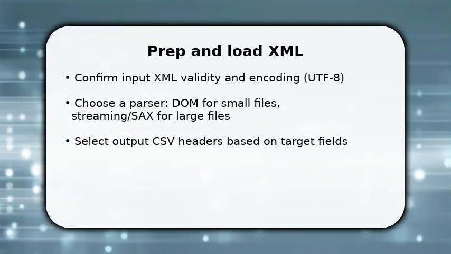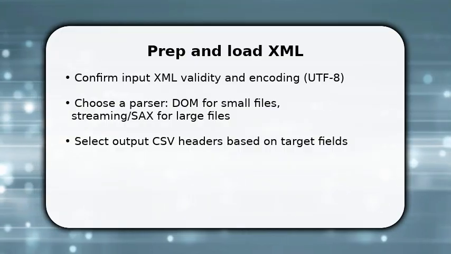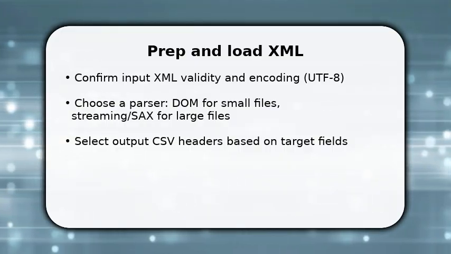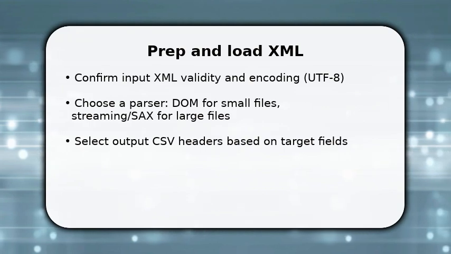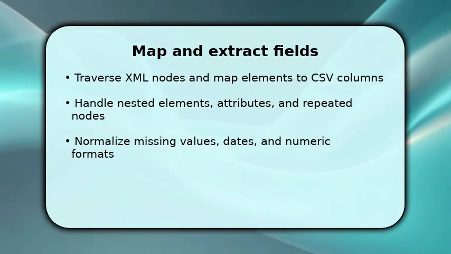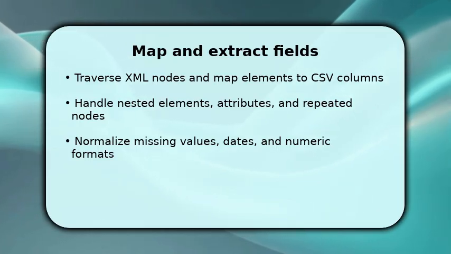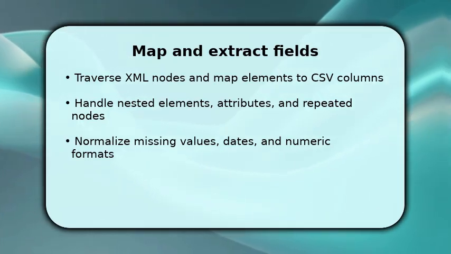Make sure to note namespaces and blank nodes. These affect mapping. Now create an initial CSV header row and keep it ready while you write the extraction logic. You now implement the mapping and extraction. Iterate each record node and pull the chosen elements or attributes into variables, converting types where necessary.